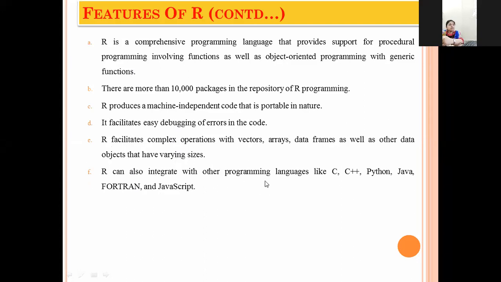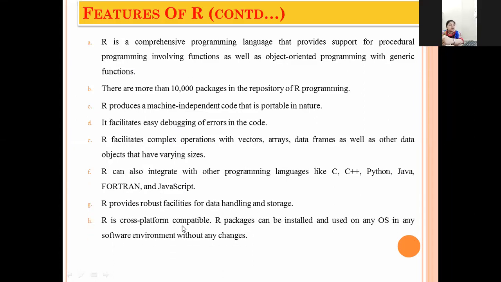R can integrate with other programming languages like C, C++, Python, Java, Fortran, JavaScript. So these are the different programming languages we can integrate with R. Next, R provides robust facilities for data handling and storage. Next, R is cross-platform compatible. R packages can be installed and used on any OS in any software, meaning it is platform independent. So these are the different features of R.